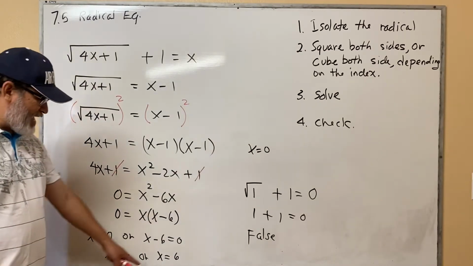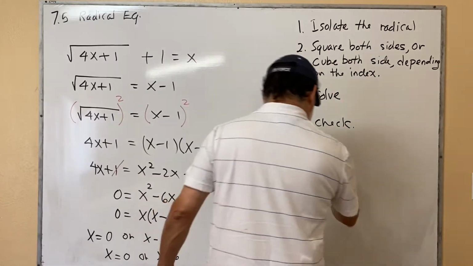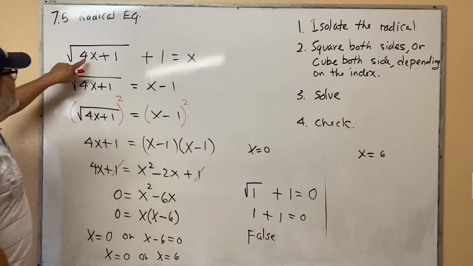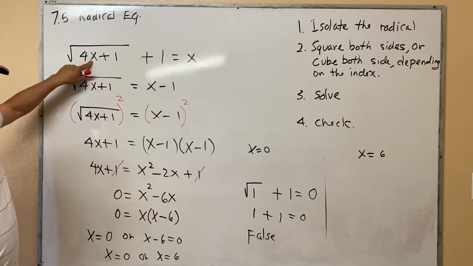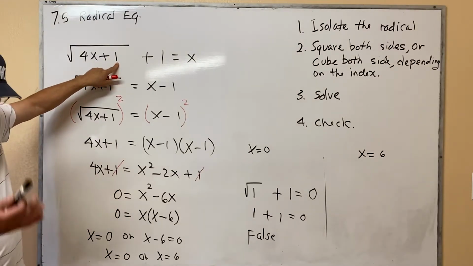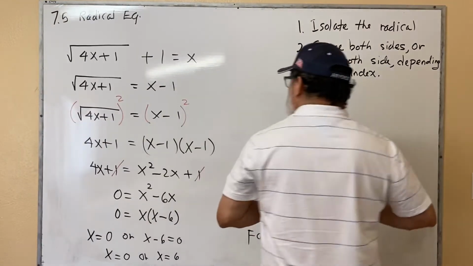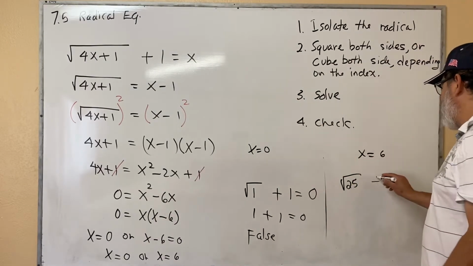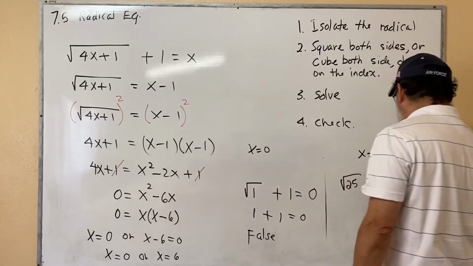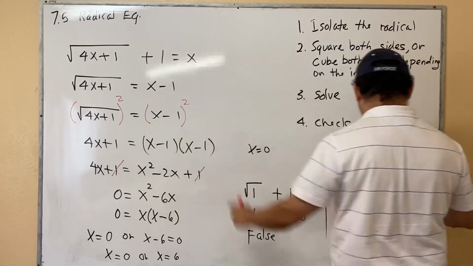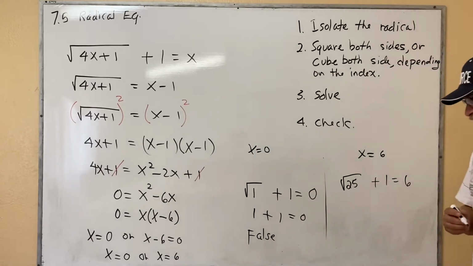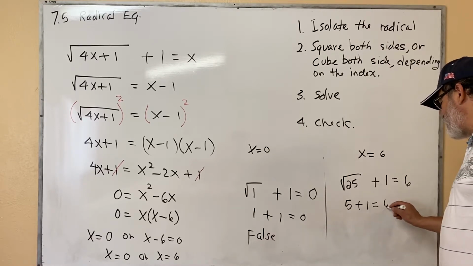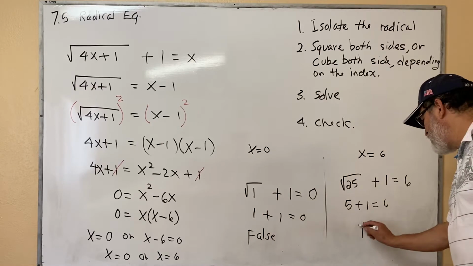Let's check x equals 6. X equals 6. What's 4 times 6? 24. Plus 1, 25. So when you plug in 6, you get the square root of 25 plus this 1 equals to what? 6. What is the square root of 25? 5. 5 plus 1 equals 6. True or false? True.